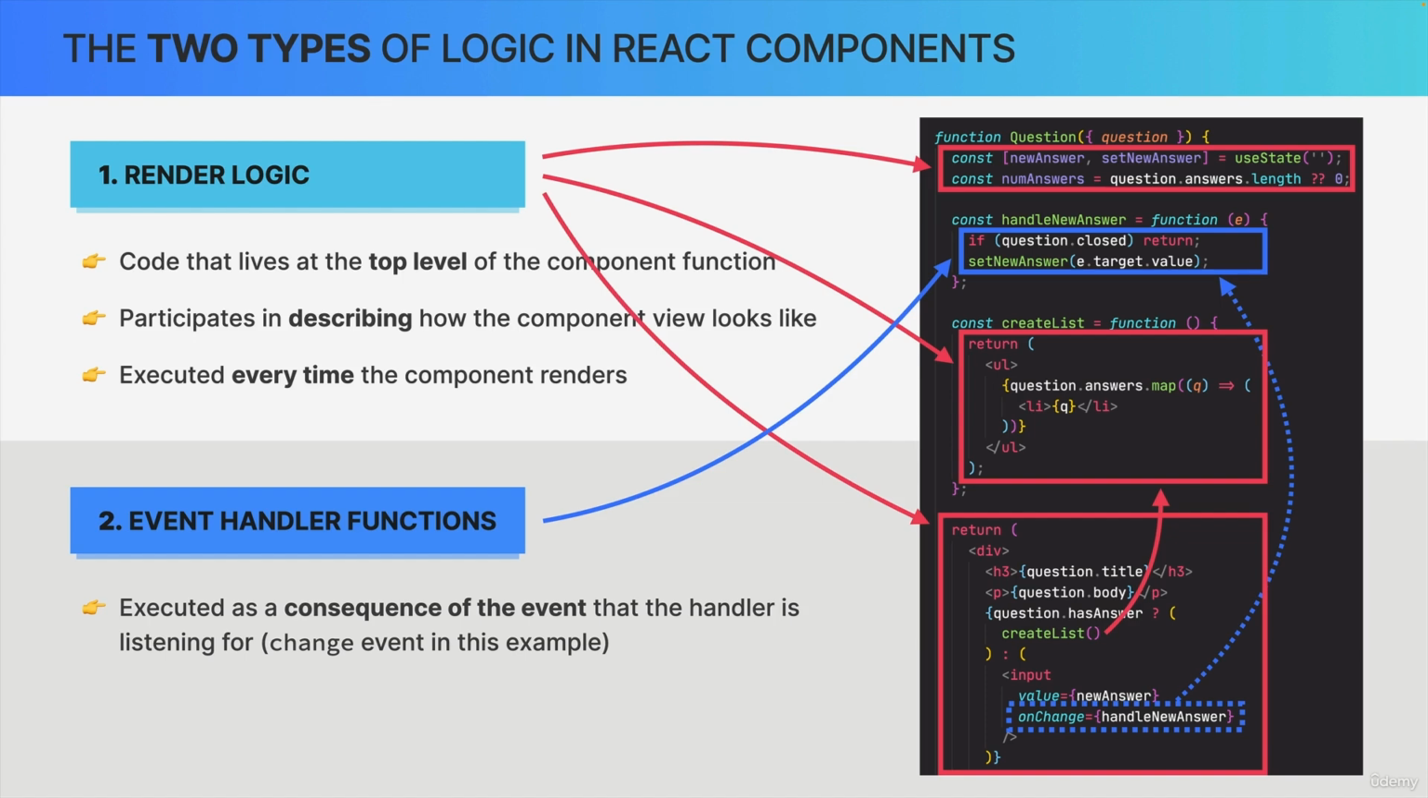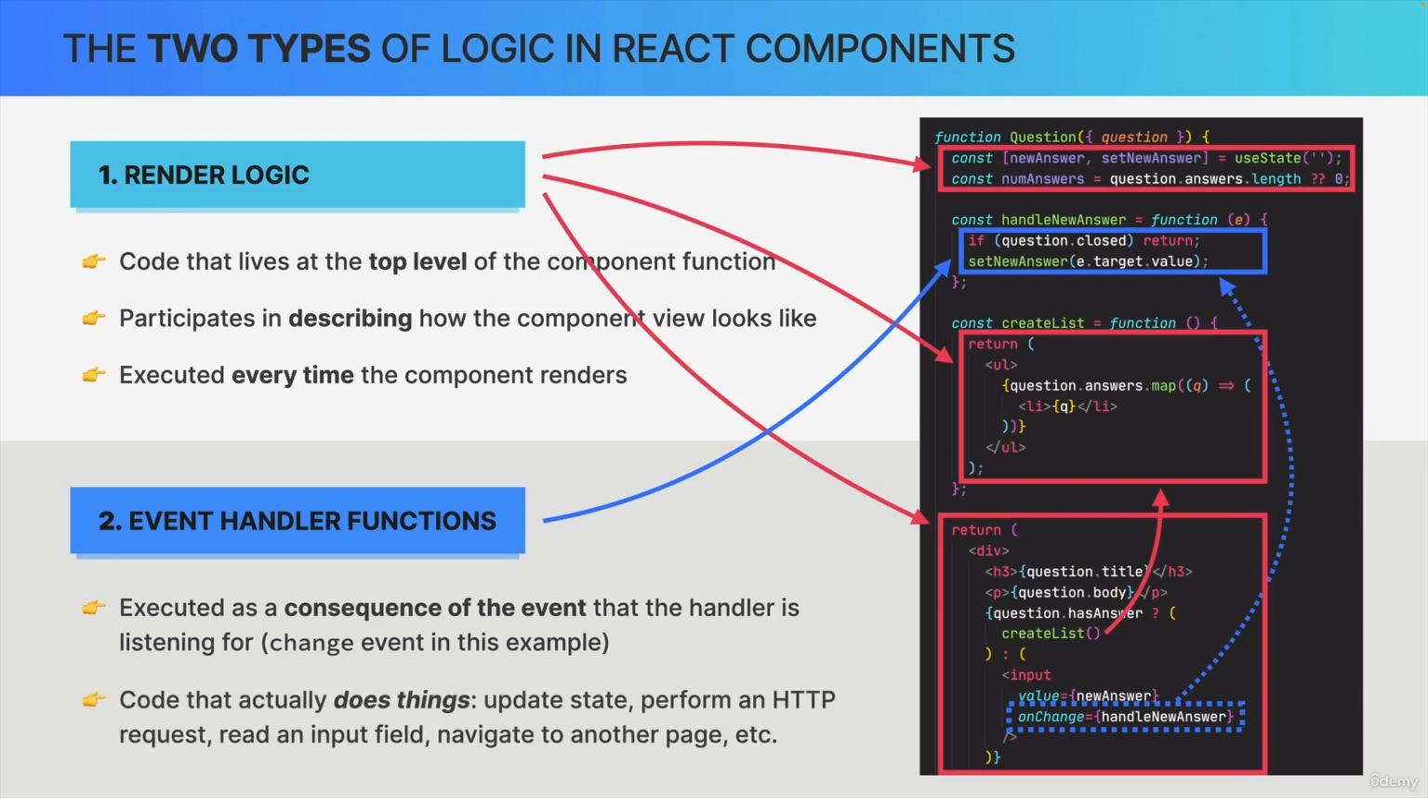But it's still important to differentiate between these two types of logic because they do actually do fundamentally different things. So while render logic is code that renders the component, event handlers contain code that actually does things. So basically code that makes things happen in the application.